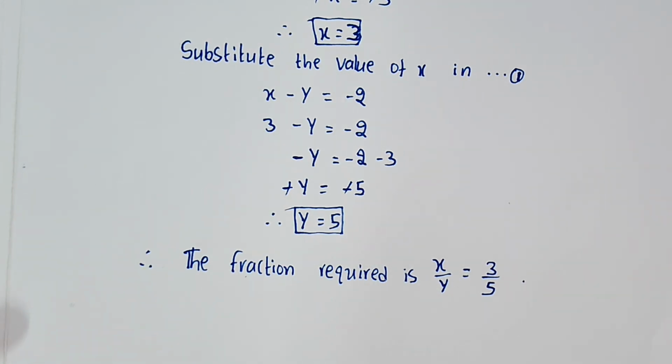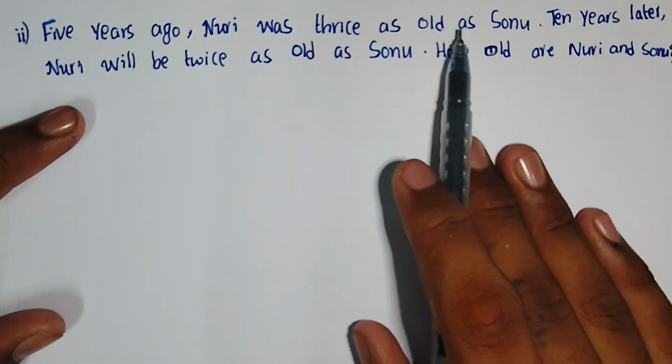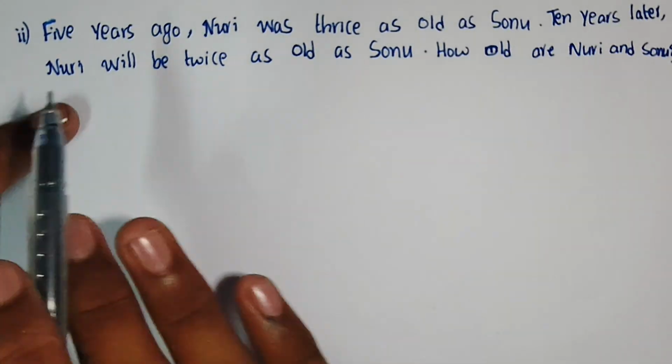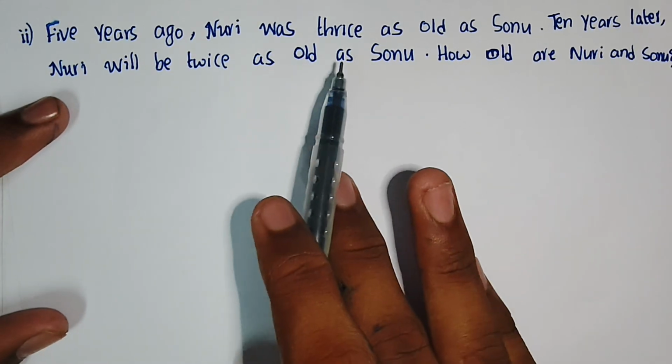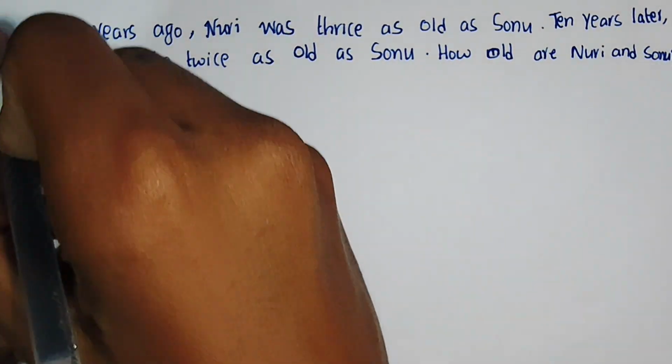Now let us go to the second problem. Here the given second problem is: 5 years ago Nuri was thrice as old as Sonu. 10 years later Nuri will be twice as old as Sonu. How old are Nuri and Sonu? Now let us solve it.